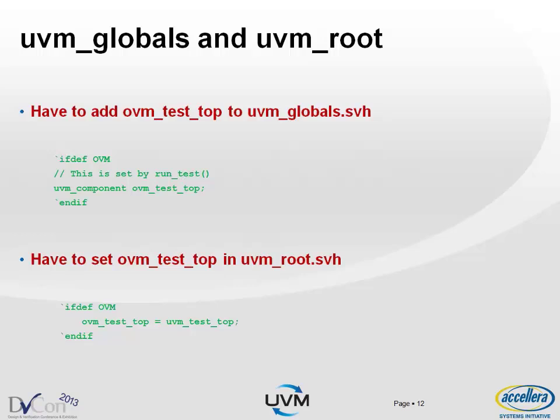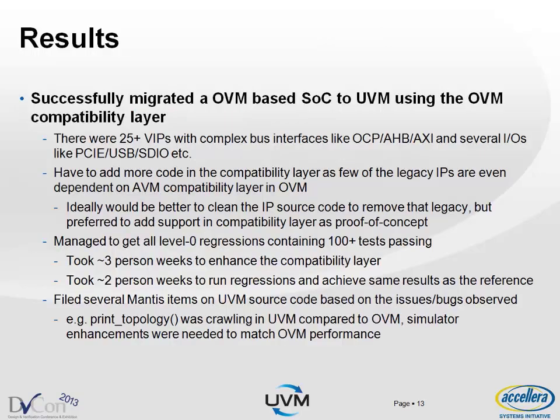Because we use a lot of OVM test stop in our code, either for people to globally turn off stuff or to globally affect the whole simulation or verification environment. So to be able to mimic the same behavior we had in our previous VIPs, just define it to be a UVM component and just assign it to UVM test stop.